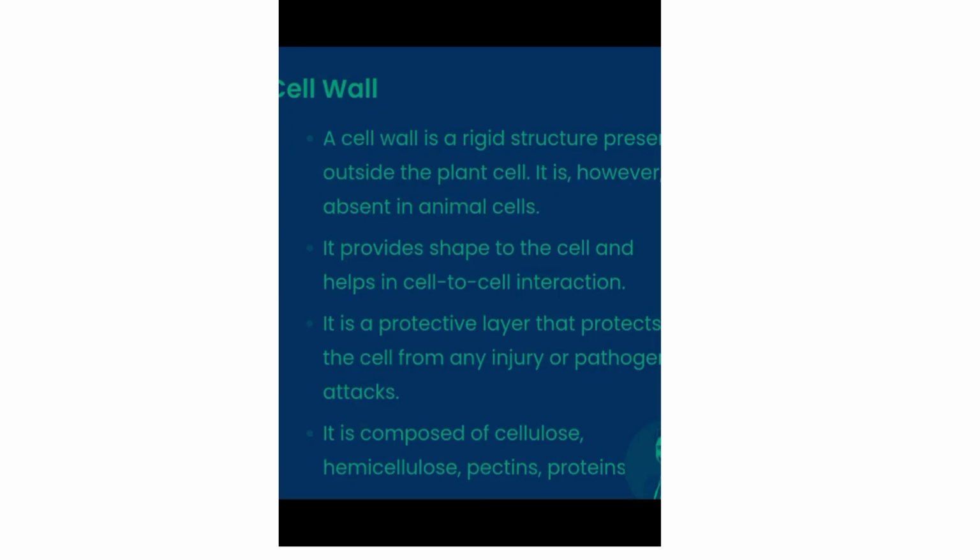Cell wall. The cell wall is a rigid structure present outside the plant cell. It is however absent in animal cells. It provides shape to the cell and helps in cell-to-cell interaction. It is a protective layer that protects the cell from any injury or pathogen attack. It is composed of cellulose, hemicellulose, pectins, and proteins.